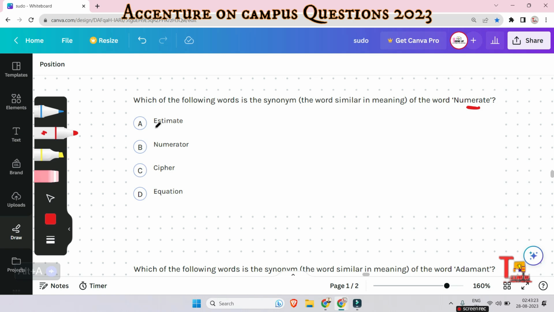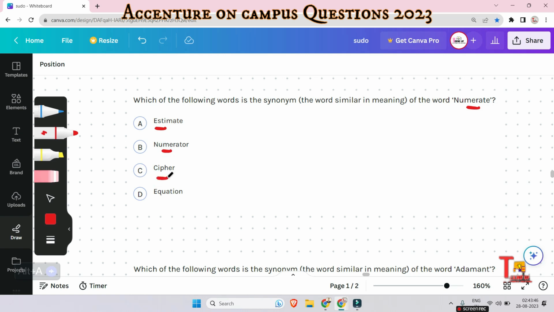And what is the meaning of estimate? To roughly calculate or guess the value, size, or quantity of something based on available information. This is an approximation. And what is numerator? In a fraction, the numerator is the top number. And what is cipher?